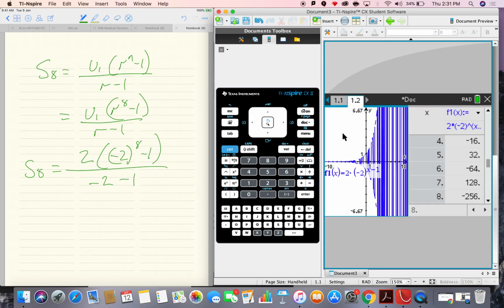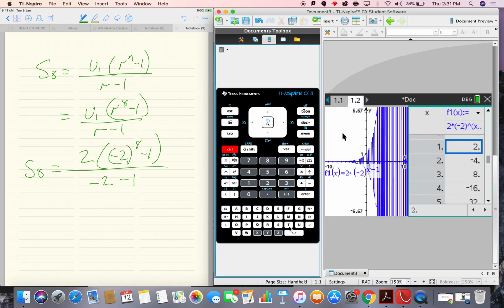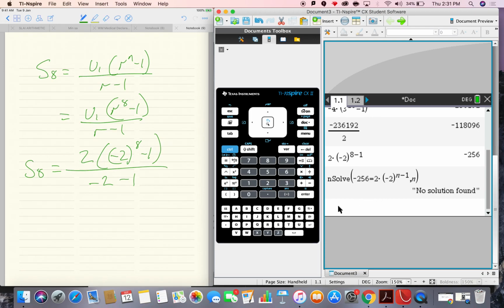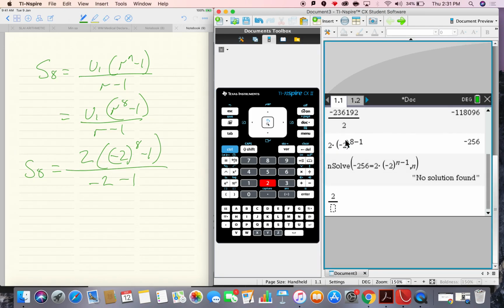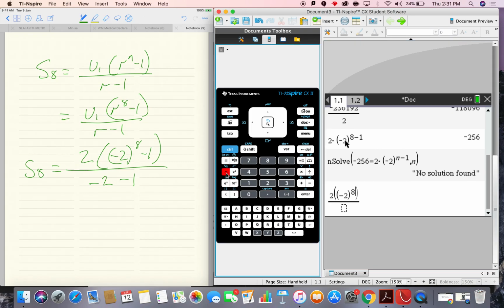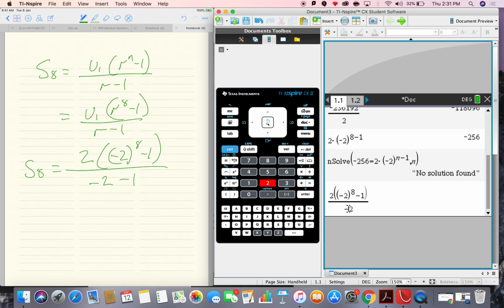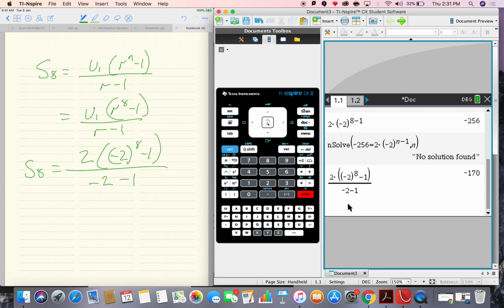I'm actually going to turn off this table by pressing Control T again. So Control T just toggles the table on and off. But now I'm going to go back to the calculator page and I'm just going to type in this. I'm going to use the fraction button, which is next to the number 9. On it goes. So 2, open bracket again, negative 2, close the negative 2 bracket, and then exponent 8. And then arrow to the right to bring it down to the same level, and negative 2 minus 1 denominator, total s of 8 equals negative 170.